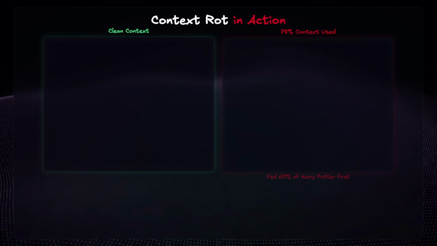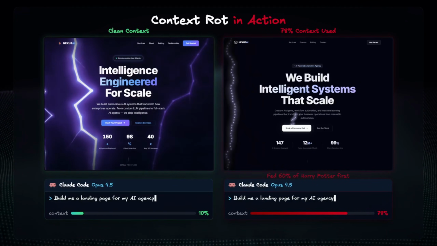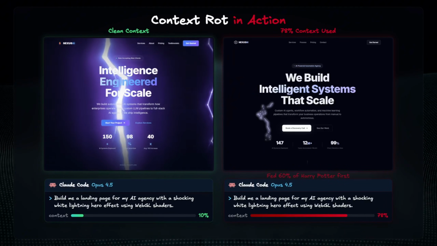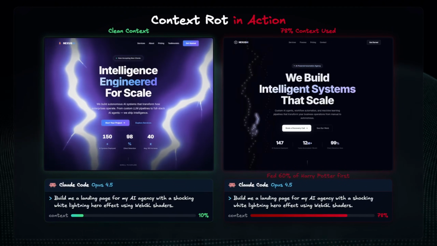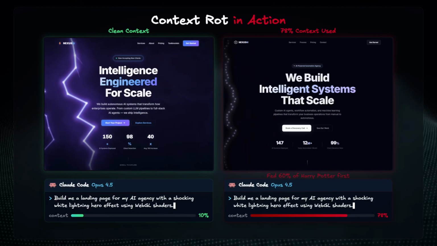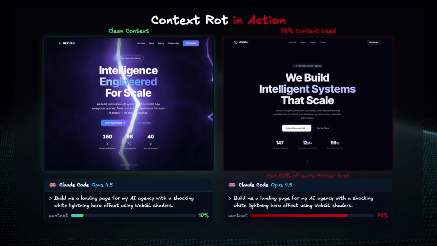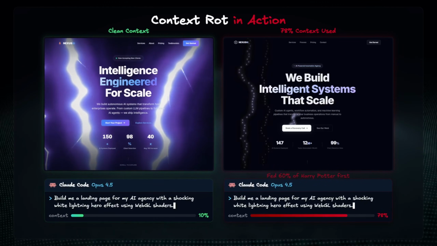Now, let me show you context rot in action. I gave the exact same prompt to Claude. Build me a landing page for my AI agency. Please make it absolutely beautiful with a strong and shocking white lightning hero effect, pulled with shaders from WebGL.